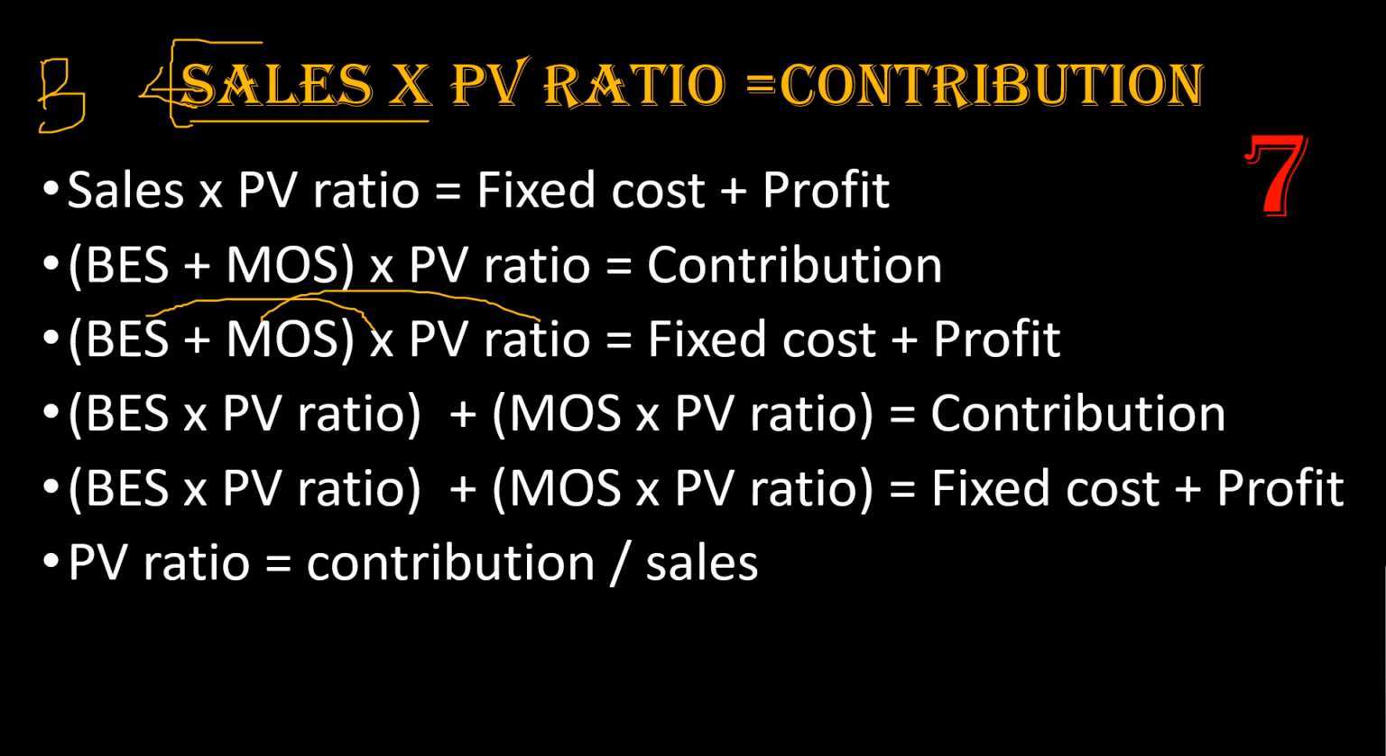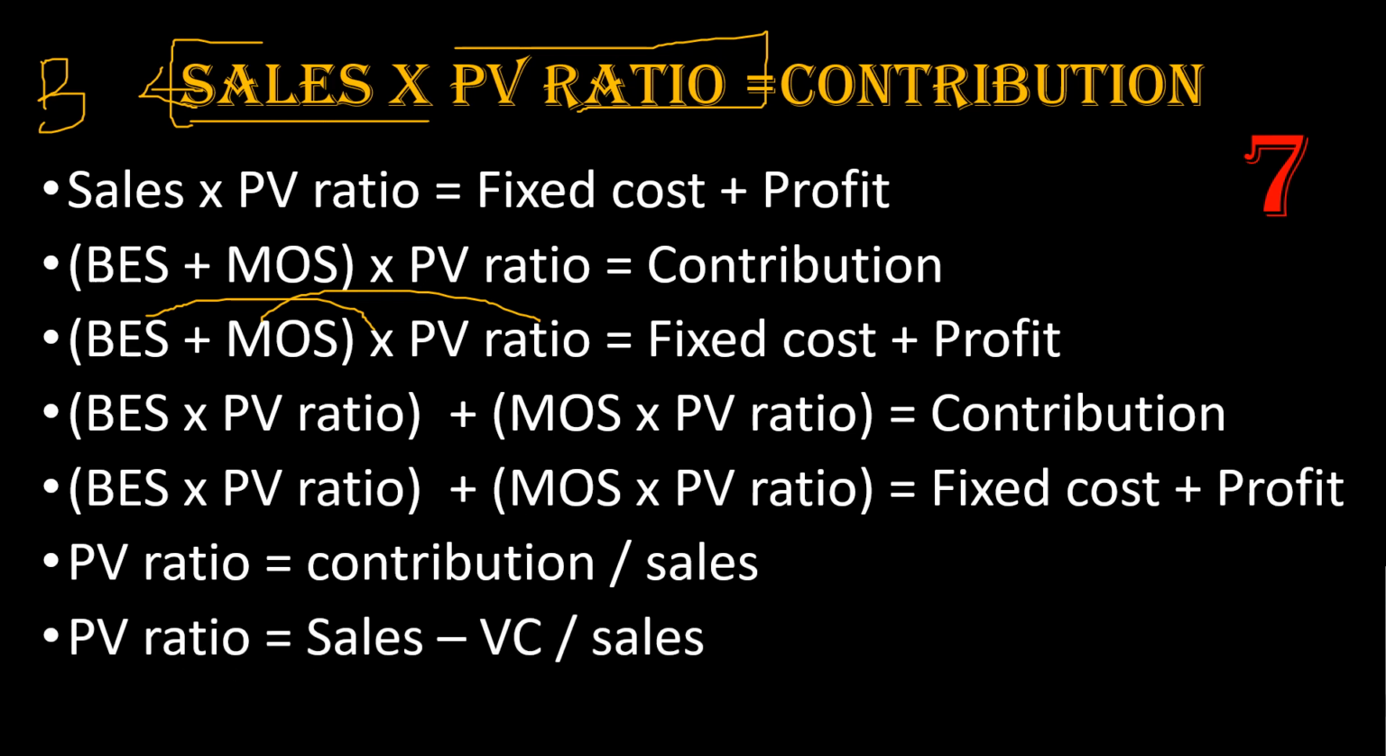Sixth formula, PV ratio is equal to contribution divided by sales. This PV ratio stays here and the sales comes to this side. Then PV ratio is equal to contribution divided by sales. Next formula, contribution is nothing but sales minus variable cost. So PV ratio is equal to sales minus variable cost divided by sales. So these are the 7 formulas which I can derive from this base formula.